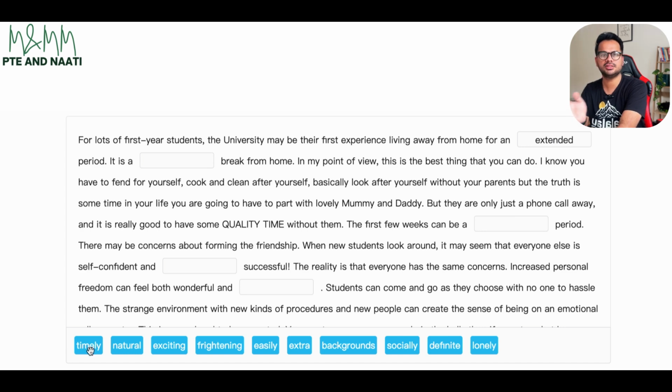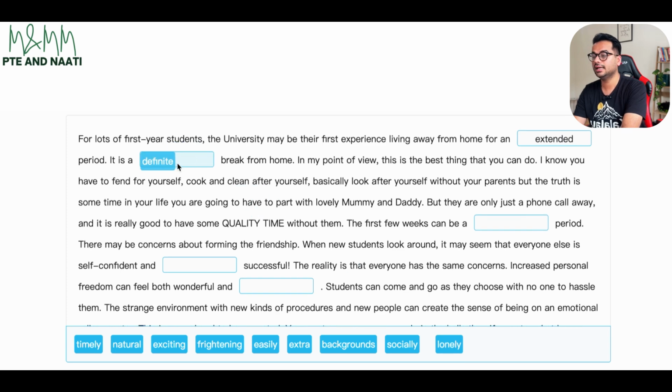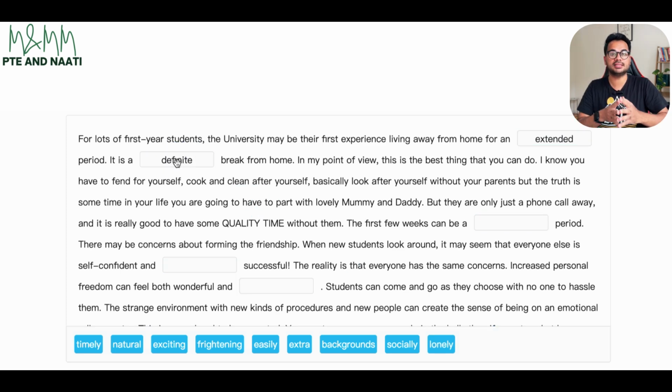Timely break. Timely means you do it at a regular occurrence. That doesn't make much sense. Natural break, no. Frightening break doesn't really make much sense. Background break, no. Socially can't be the right answer because it's an adverb. Definite break definitely sounds right. And lonely break from home, again, doesn't make much sense. It is a definite break from home. That means it's a certain break, a sure thing break from home. It's not something temporary, like for half a day or something.